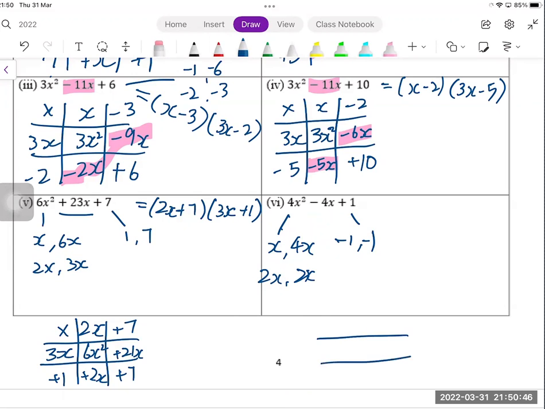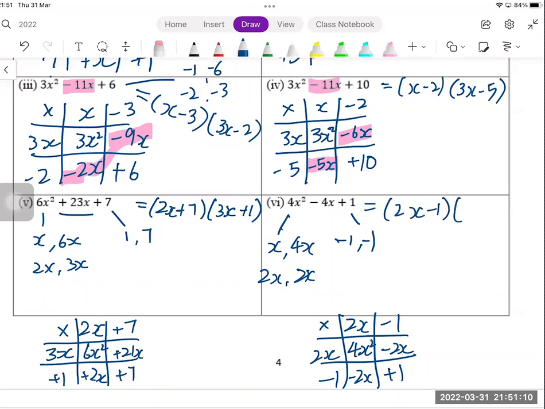So writing down the table, or we call the multiplication frame. For x squared, I know that this is 2x, 2x. This is plus 1, negative 1, negative 1. Okay, negative 2x, which is negative 4x. So this one I get 2x minus 1 times 2x minus 1. Okay, which is a perfect square. Okay, it's a special product. Can also rewrite this as 2x minus 1 bracket square.